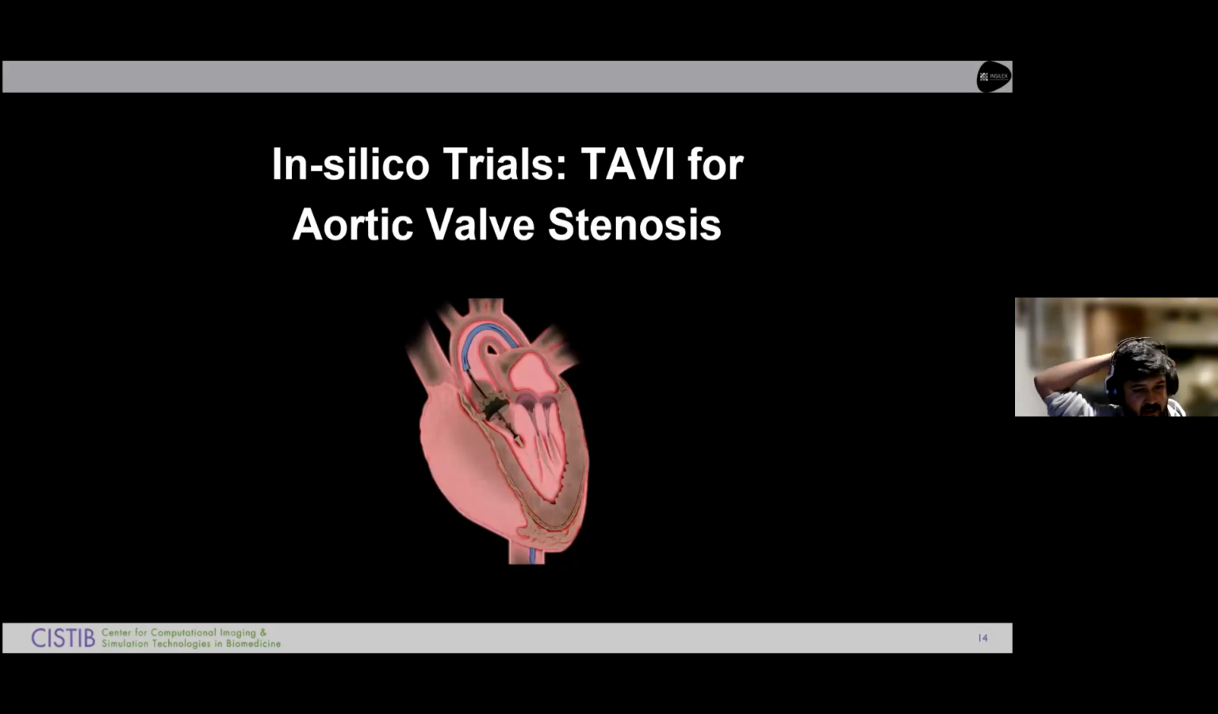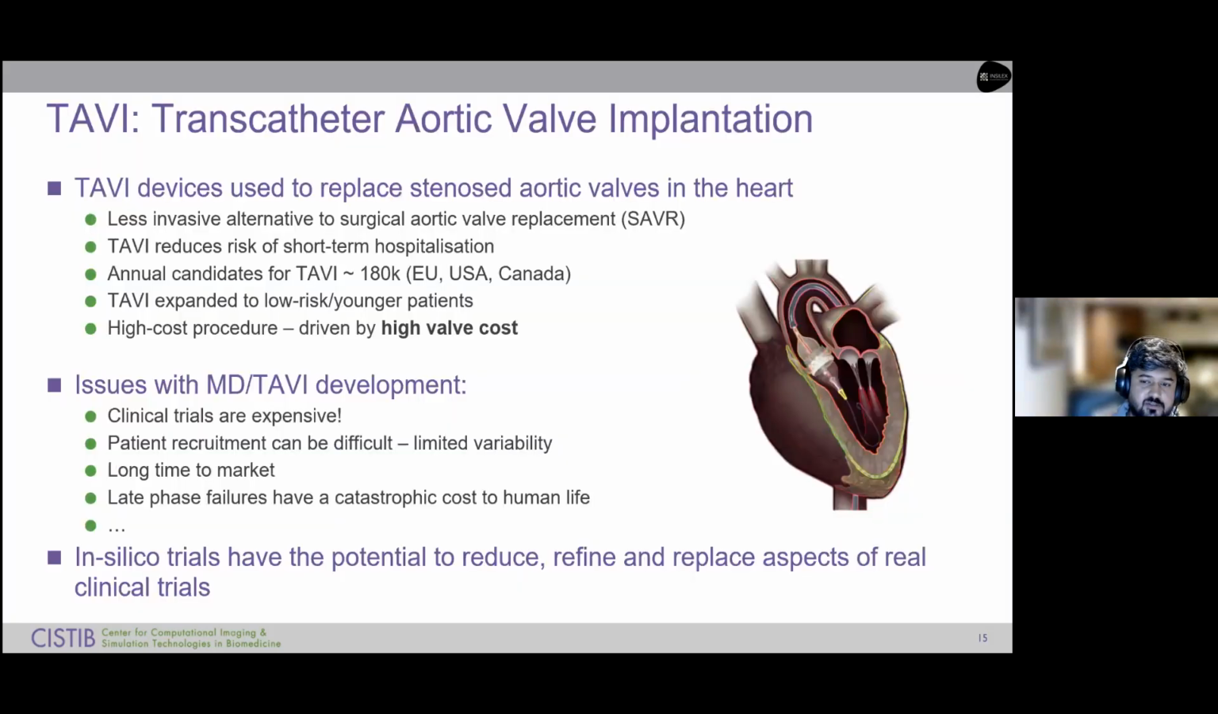So that brings us to the second part of my talk, which is slightly tangential, but not completely unrelated. So it's this idea of conducting in silico trials to evaluate medical devices and how medical devices might interact with patient anatomy and physiology. So what are in silico trials? Well, we get to that in the next couple of slides.